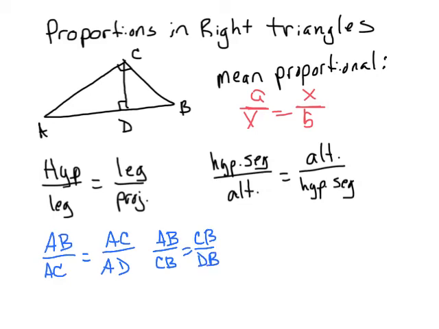So the second setup is dealing with the altitude. The altitude is the mean proportional between the hypotenuse segments. So the altitude splits that hypotenuse up into two segments, and it is the mean proportional between them. So in letters, that would be the hypotenuse segment, AD, over CD, and CD is written twice because it's the altitude, and that's over DB. The altitude is the mean proportional between the hypotenuse segments.